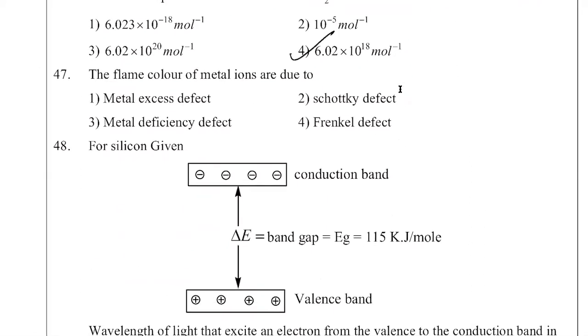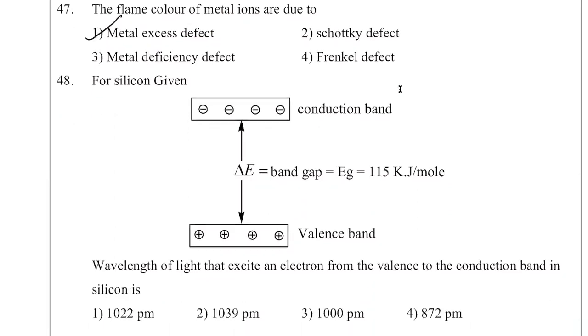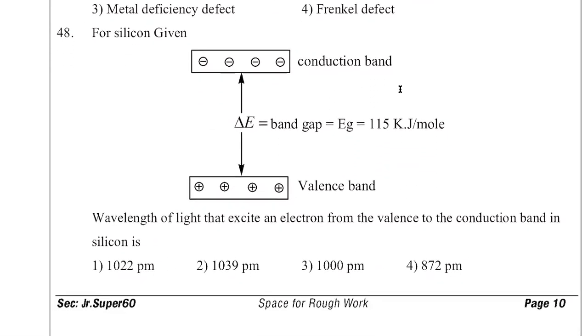Next, 47th. The flame color of metal ions is due to metal excess defect. Whenever you have metal excess, that is why the electrons would glow there. Electrons would be present inside the F-centers, so that will glow there. Next, for silicon, given conduction band here, the wavelength of the light that excites an electron from the valence band to the conduction band in silicon is.